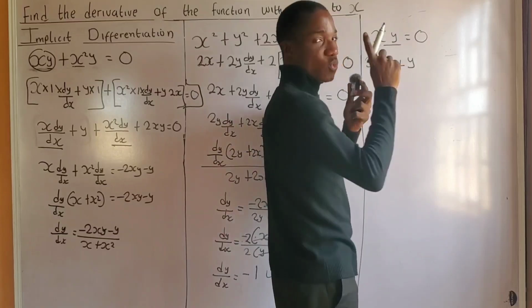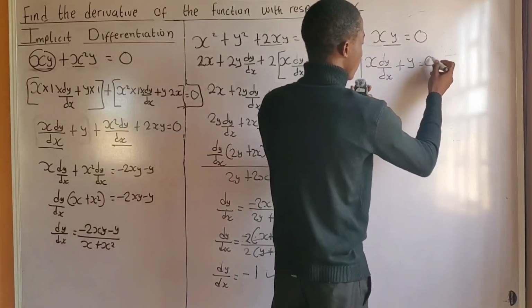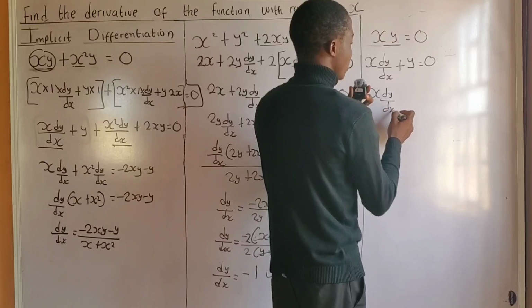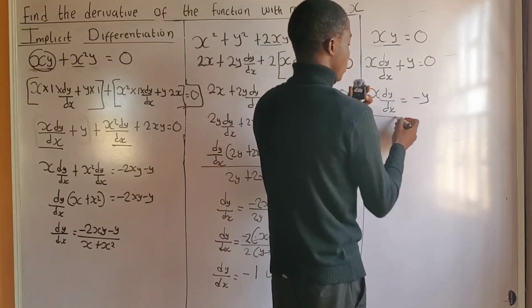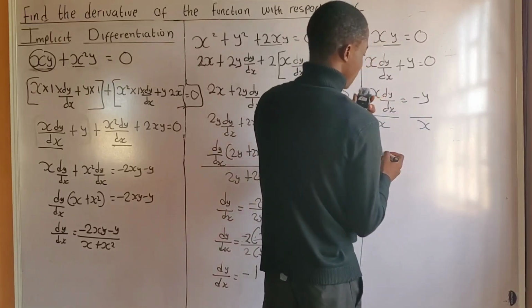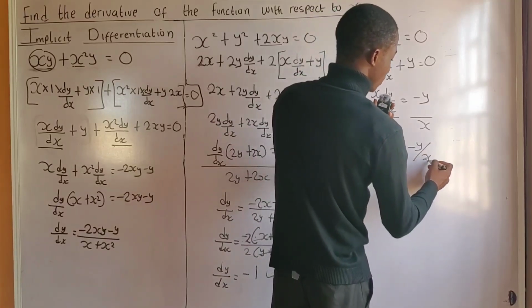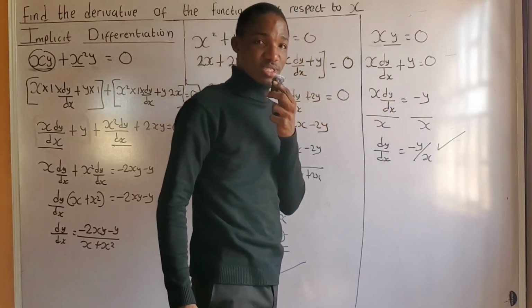1 times y is what? y. So this will be equal to what? 0, okay? Now for this, I'm going to have x dy/dx equals negative y, all over x. So dy/dx is equal to negative y all over x, which is the final answer. Do you understand?